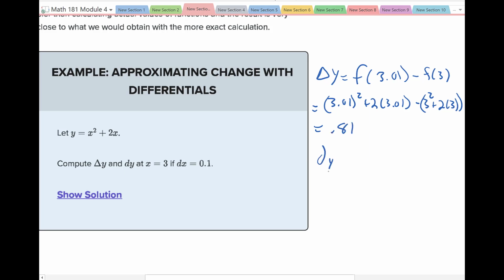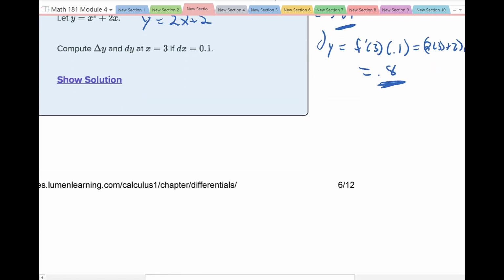And for our dy, we're looking at f prime at 3 times the 0.1. And what is our y prime? That's 2x plus 2. So 2 times 3 plus 2, times 0.1, and we get 0.8. So we see it was a lot less work to do the dy, and we got 0.8, and that's pretty close to this 0.81. Okay, moving on.